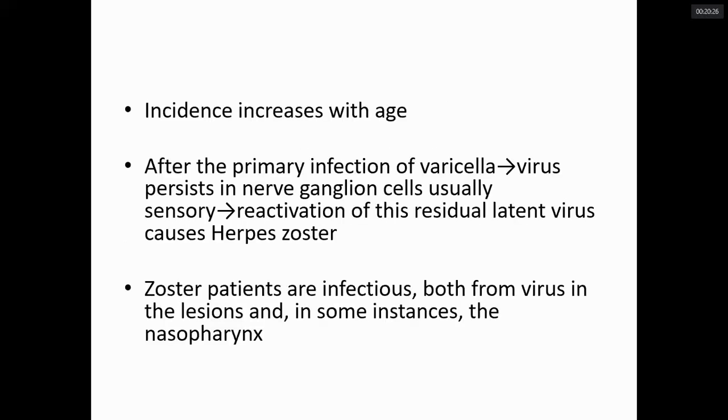Now the herpes zoster infection is also caused by varicella zoster virus, and the incidence of herpes zoster increases with age. After the primary infection of varicella, chickenpox, the varicella zoster virus persists in the nerve ganglion cells, usually sensory ganglia, and reactivation of this residual latent virus causes herpes zoster. Zoster is infectious, both from virus in the lesion and in some instances from the nasopharynx.